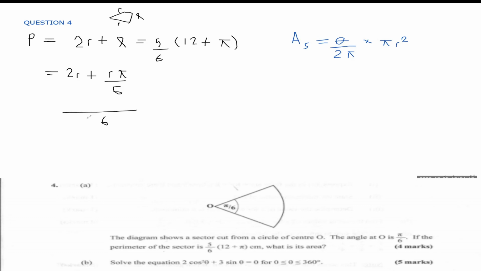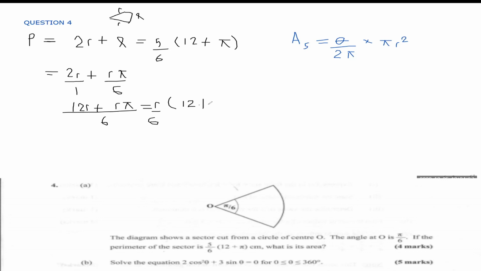Write this side as one fraction, and writing it as one fraction, multiply the 6 up here to get 12r. This is over 1. 1 into that, 6 times, so this becomes 12r plus, 6 into this goes 1 time, so I get r pi. And from this, I can factor out r. Factoring out r, I'm going to have r over 6 times 12 plus pi.